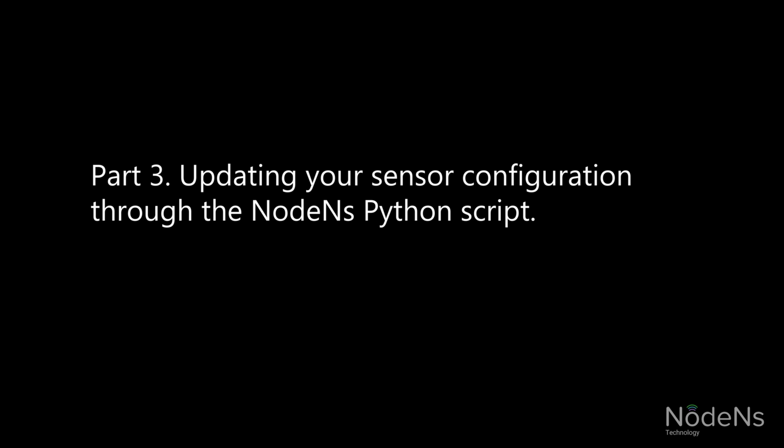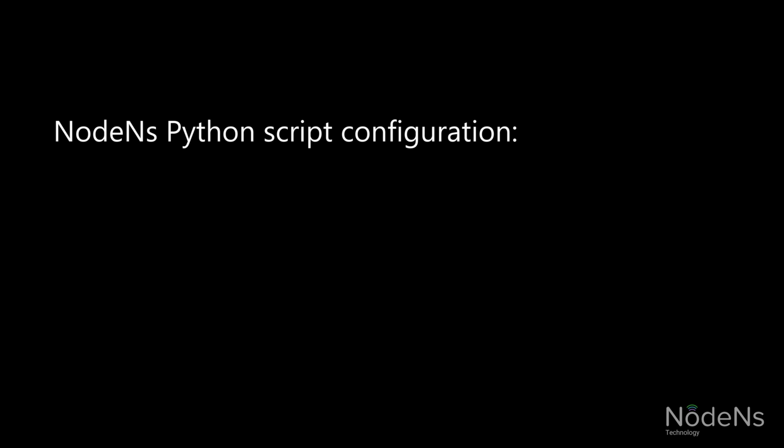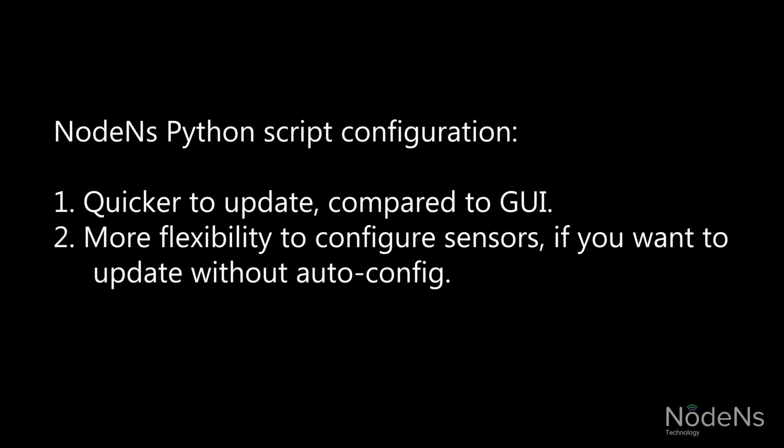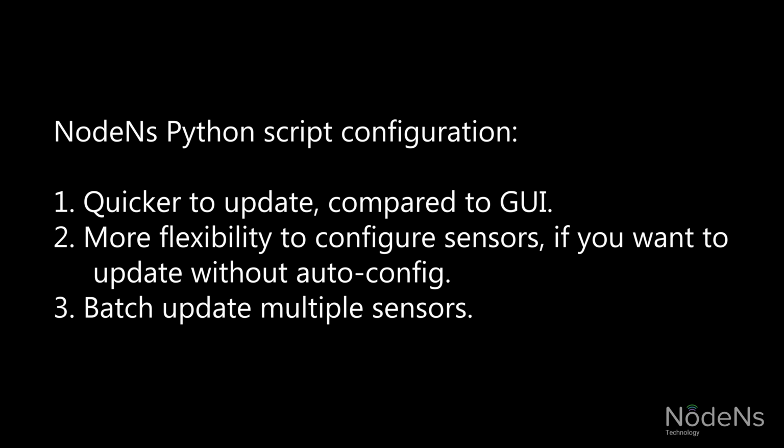3. Updating your sensor configuration through the NodeNs Python script. You may also update the sensor using the NodeNs sensor update script. This is a quicker and more lightweight method of updating the sensors, although it doesn't give you the visual feedback of the GUI. So, it's a good idea of updating your sensors if you know exactly what you want to change and you want to do it quickly, or if you want to batch update a few sensors at once.